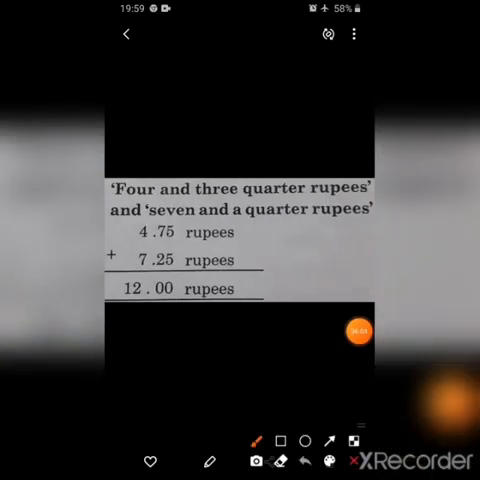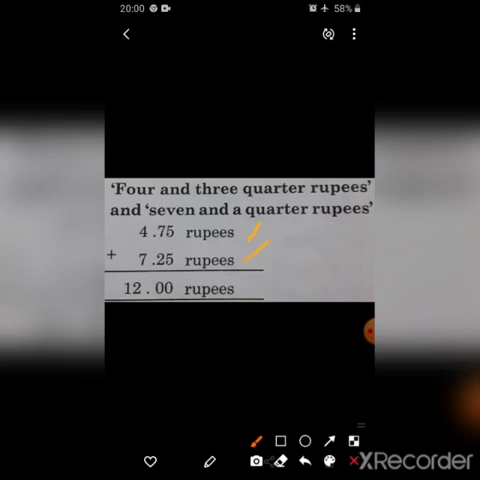Next question. 4 and 3/4 rupees. 4 and 3/4 means 4.75 rupees. And 7 and a quarter rupees, 7.25 rupees. 5 plus 5, 10. 1 here carry. 7, 8, 10. Again 1 here carry. 4 plus 7, 11 and 1, 12. 12 rupees. What is the answer? 12 rupees.